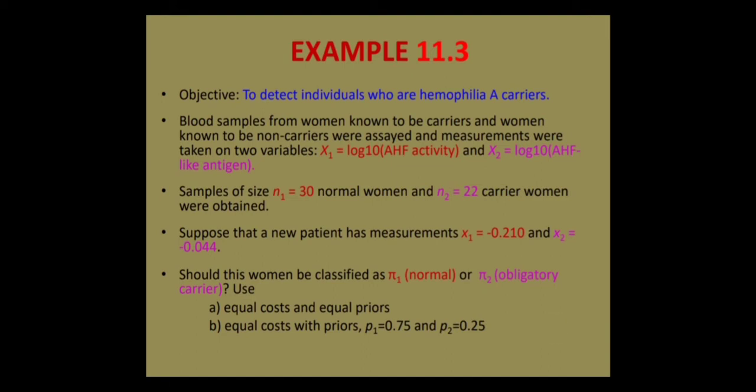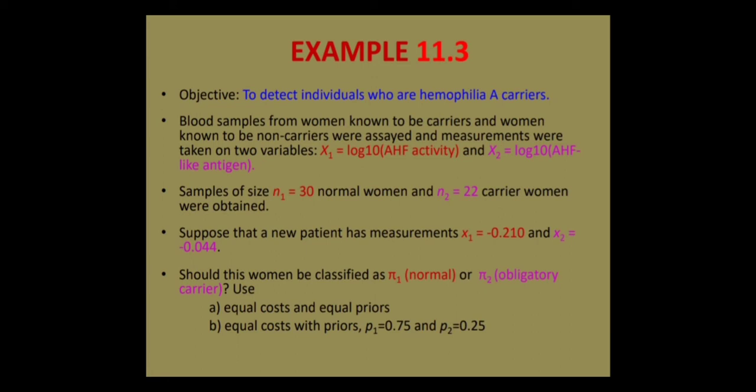Okay, suppose that a new patient has measurement x1 is negative 0.21 dan juga x2 is negative 0.44. So now we want to know whether this woman will be classified as a normal person or hemophilia A carriers. Okay, so we can use this classification rule to check whether an individual is carrier or not. A woman tadi, a carrier or not.